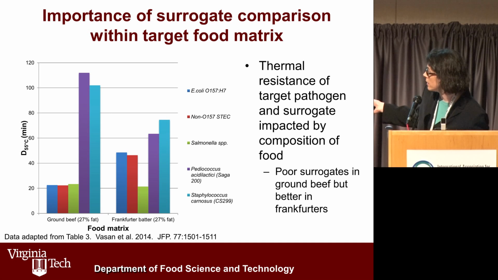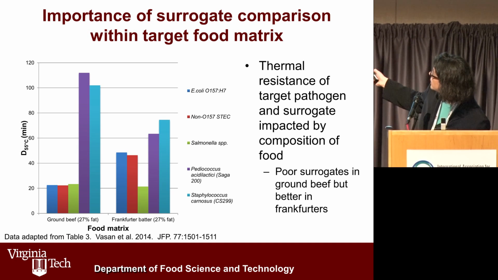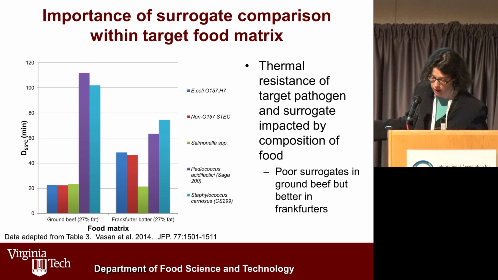So this figure demonstrates that between ground beef and frankfurter batter, the survival of E. coli O157 and non-O157:H7 STEC is different depending on the composition of that food product. And the predictability of the surrogates that are being tested is different as well. So that's the importance of knowing what the composition of your product is and assuring that your inactivations are comparable.